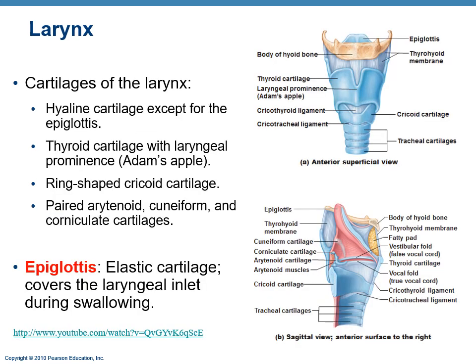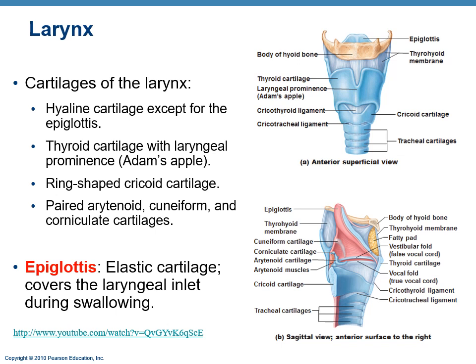The cartilages of the larynx include hyaline cartilage, except for the epiglottis. The thyroid cartilage with the laryngeal prominence, aka an Adam's apple, is seen more readily, right? This little ridge right here in males versus females, but it's there in both. And then you have the ring-shaped cricoid cartilage, where you see a little bit of it anteriorly, but posteriorly it expands quite a bit. You can see it in this sagittal view.